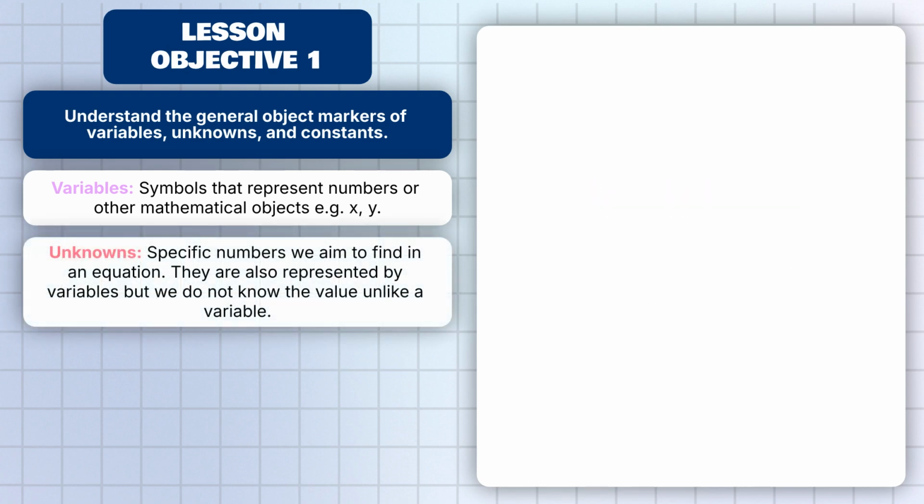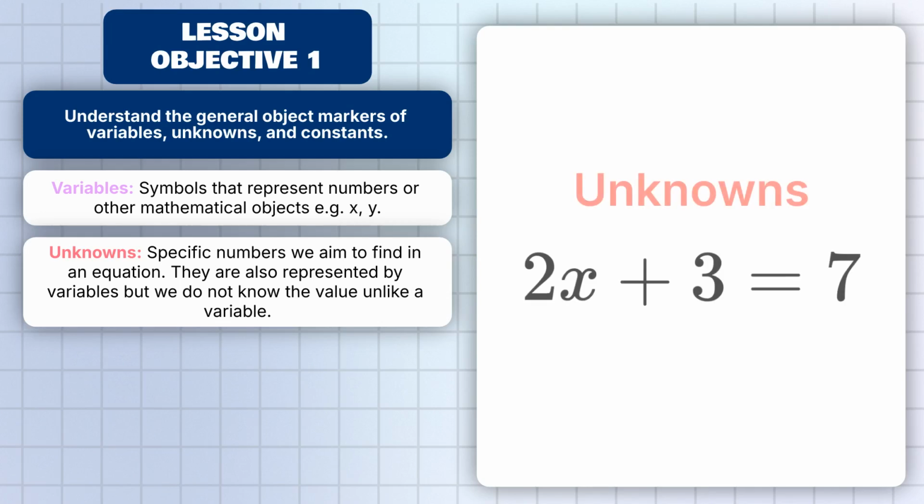Next, we have unknowns. They are specific numbers we aim to find in an equation. While unknowns are also represented by variables, the key difference is that an unknown is a specific value we don't know yet, but need to find. For instance, in the equation 2x plus 3 equals 7, the unknown we're solving for is x.